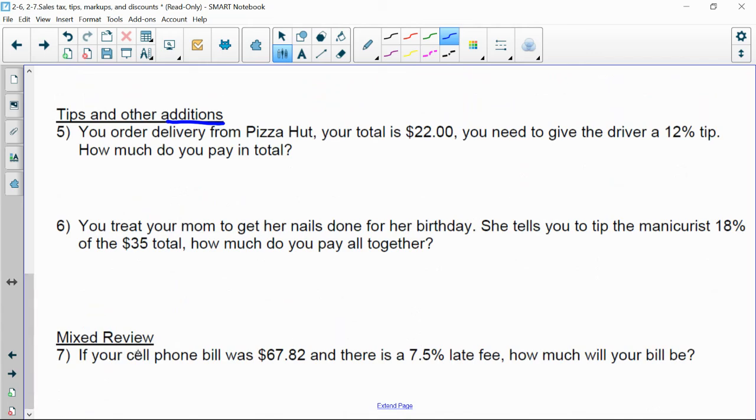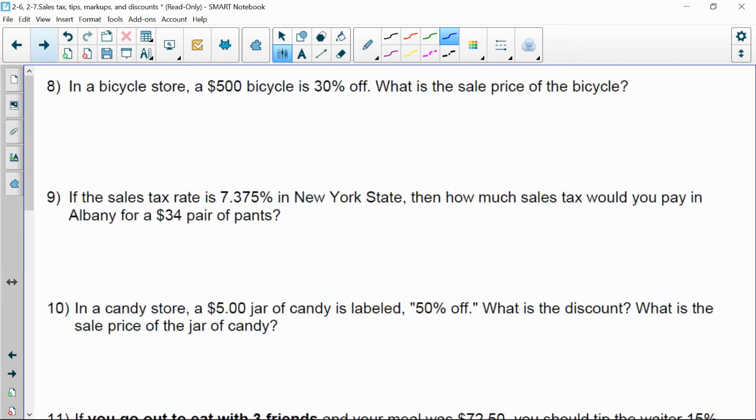Mixed review. That means you're going to have to pay attention. Okay? If you have a late fee, that's extra money you have to pay, so that means you're going to add your late fee. Let's see what else. What is the sale price? If it says off, that's a key word for subtraction. If the sales tax, how much sales tax would you pay?